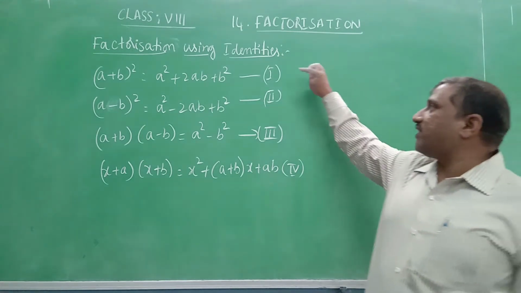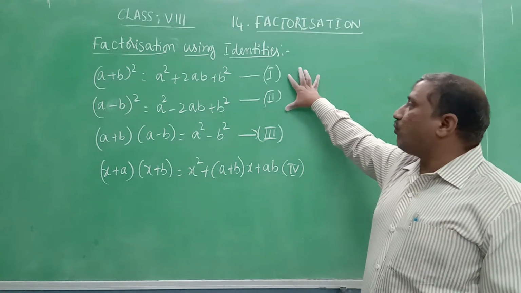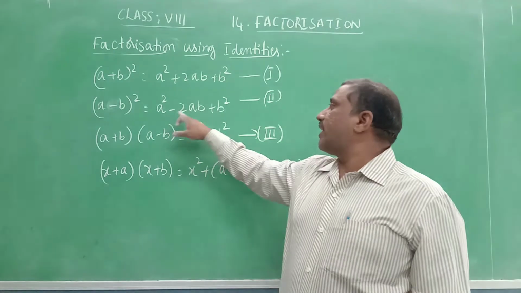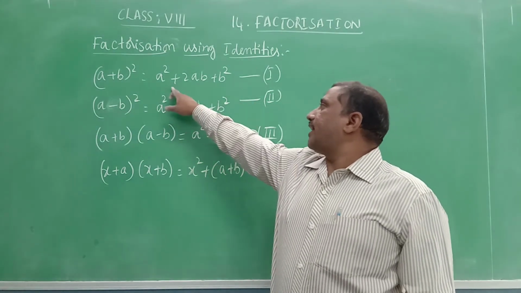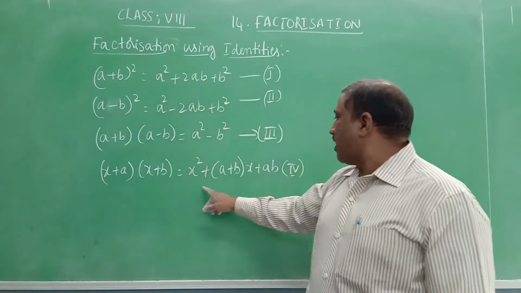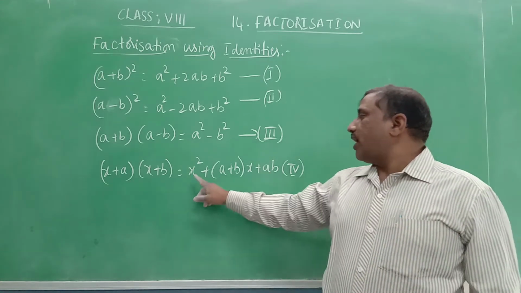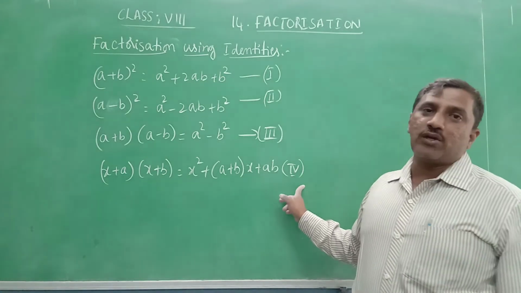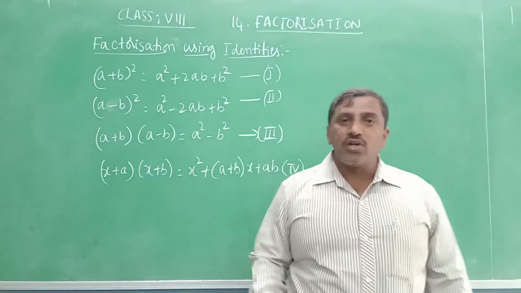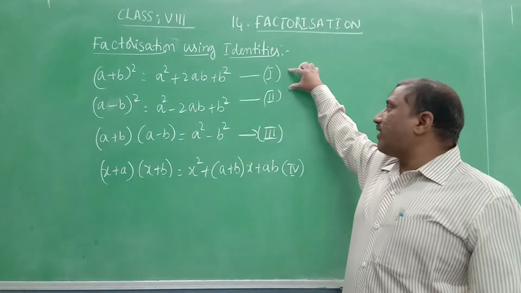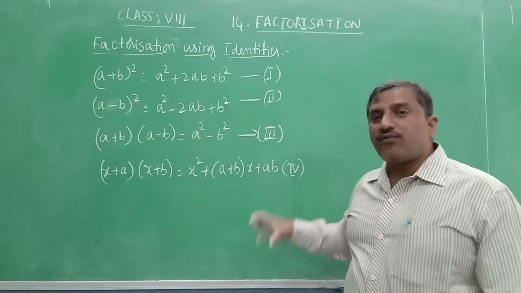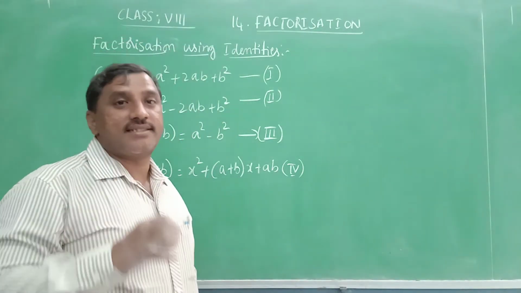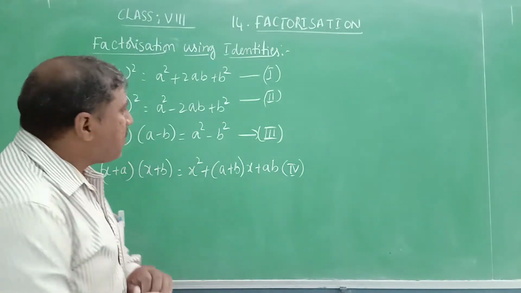If you observe the first identity and second identity, we have 3 terms on the right hand side: a square plus 2ab plus b square and a square minus 2ab plus b square, and even in the fourth identity, x square plus a plus b into x plus a into b. 3 terms are there. So to use identity 1, identity 2 or identity 4, how many terms should we find in the expression? Yes, 3 terms should be there. What about the third identity?